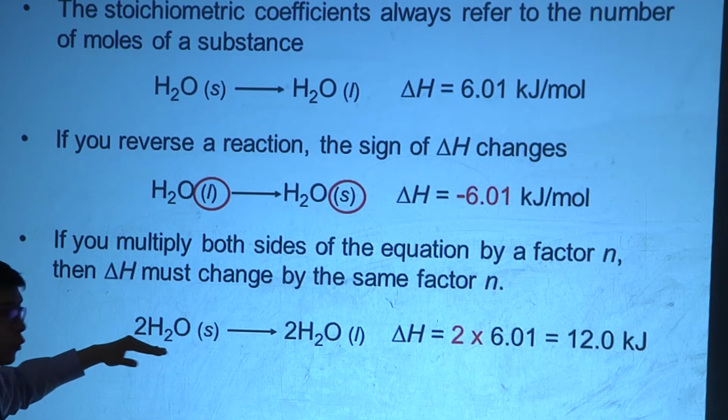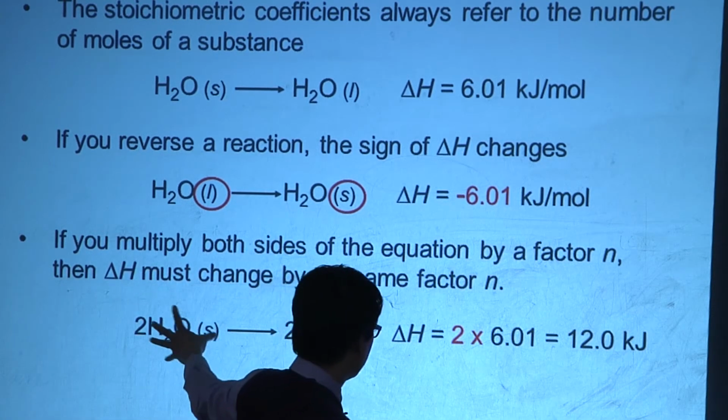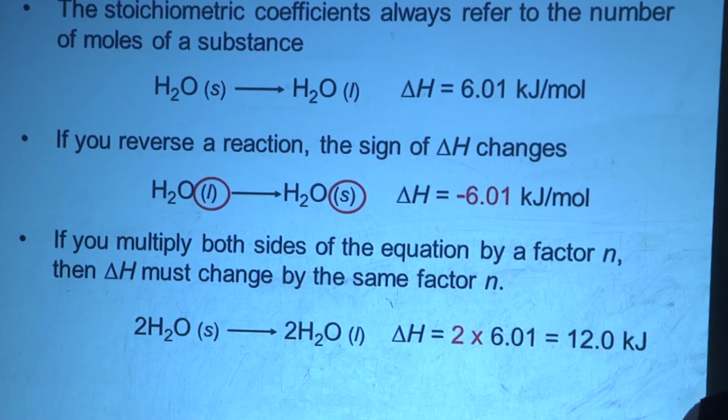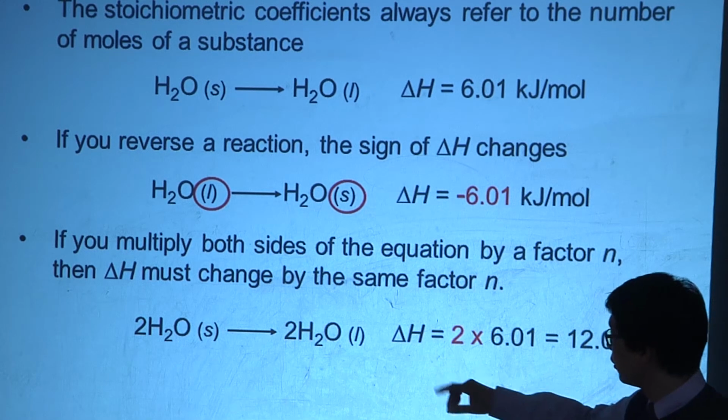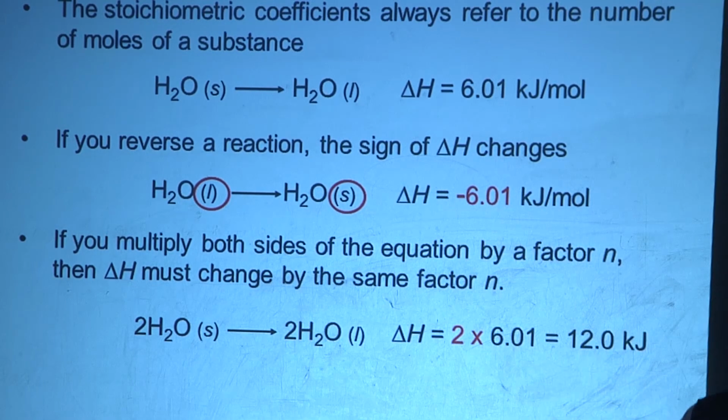Now, if we have 2 moles of water, and we melt that 2 moles of solid water and get 2 moles of liquid, how much heat or how much energy do we need? 2 times 6.01, which is going to be 12.02.